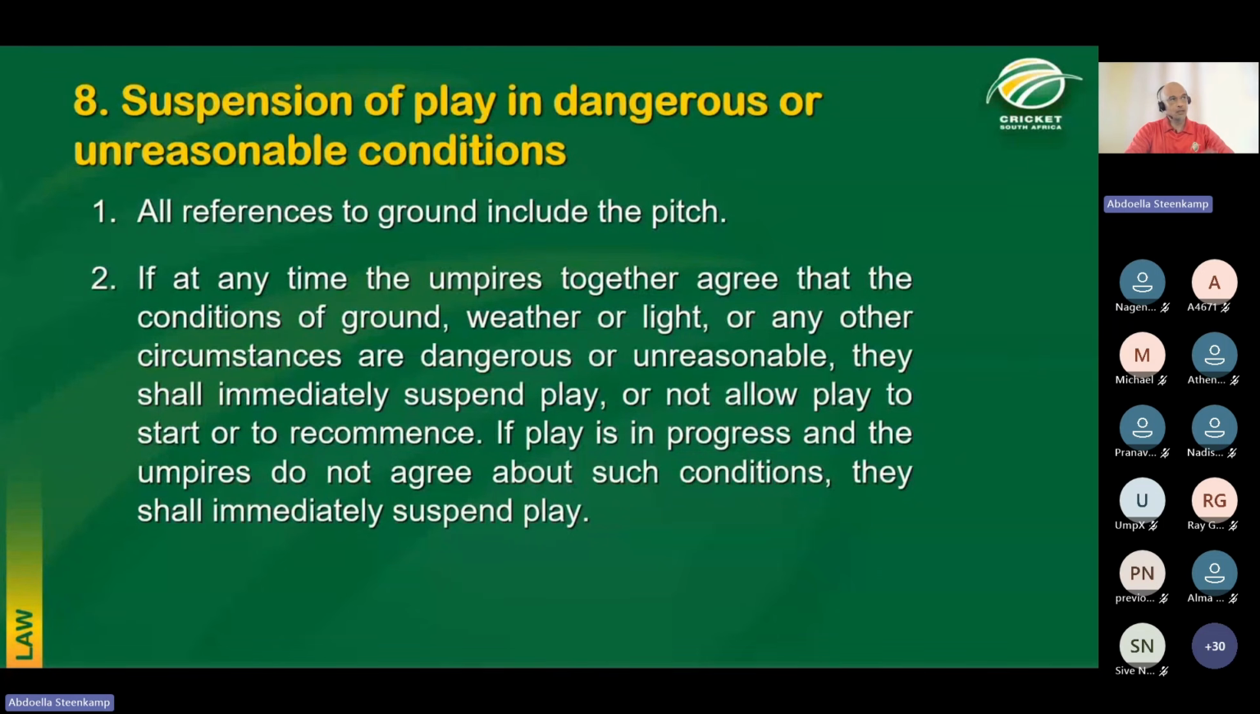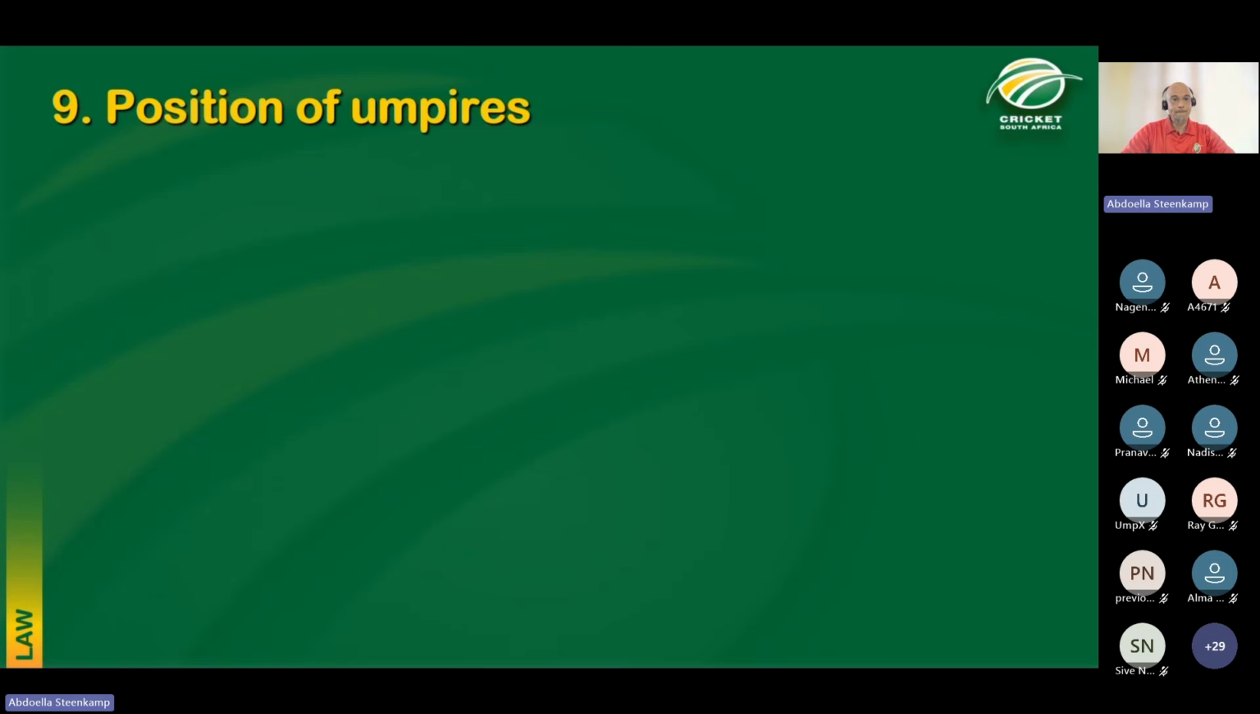So in an example of this, late afternoon, lots of cloud around, it's getting a bit dark. Two umpires look at each other. One umpire says, I think the light is good enough. I think we can continue. The other umpire feels, I think it's too dark. I think conditions are dangerous. I think we need to go off. So because there's no agreement, we need to suspend play. We need to go off. But again, this is as per the laws of cricket.